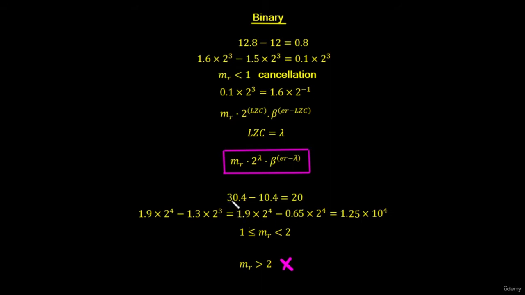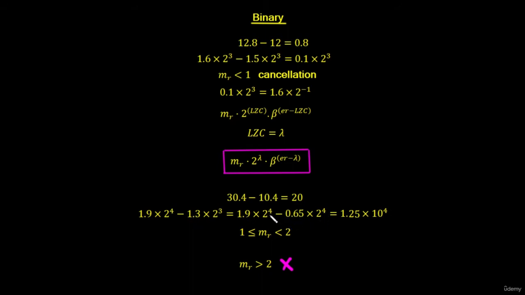Let's say, for example, we have 30.4 minus 10.4 gives us the answer 20. 30.4 can be written in this format here, and 10.4 can be written in this format here. Now, if we want to subtract them, we're going to have to find the same exponents. So we're going to have to increase this exponent to a value of 4. That's equivalent to multiplying by 2. So if we multiply this by 2, in order to keep the number the same, we're going to have to divide the mantissa by 2. So that's going to give us 0.65.